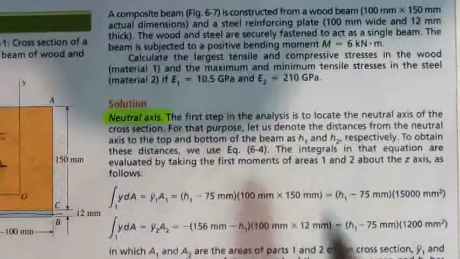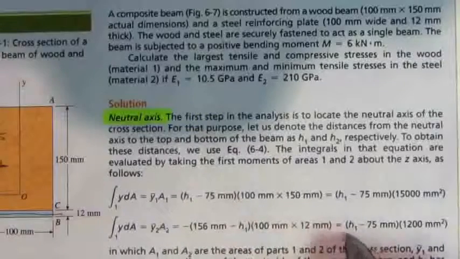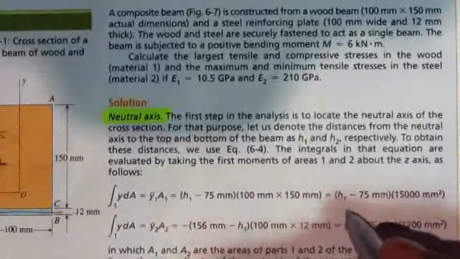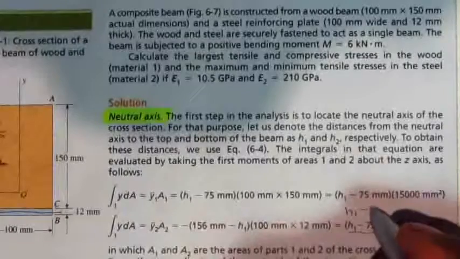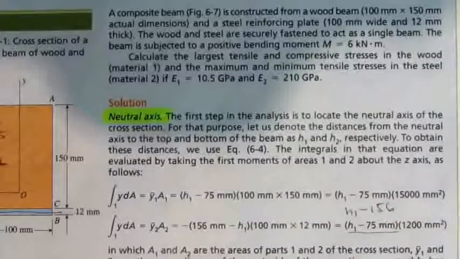And I notice here there is, according to me, an error. This, according to me, is supposed to actually be h1 minus 156. I've actually done the calculation to see how much difference it causes in the final answer. It's not that big of a difference, and we'll get to that.